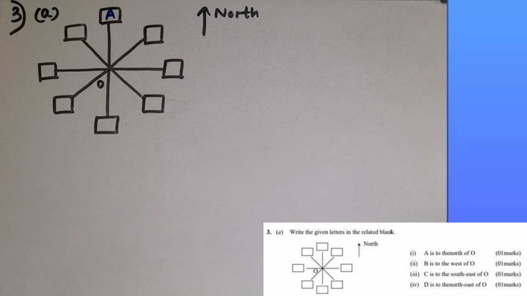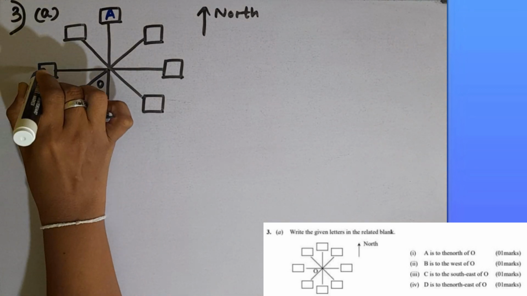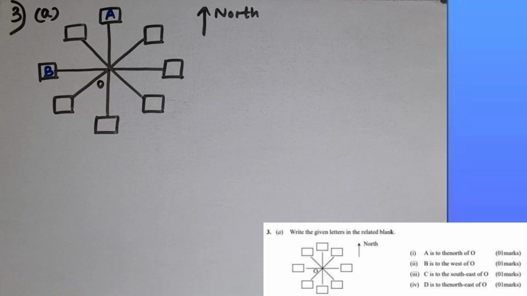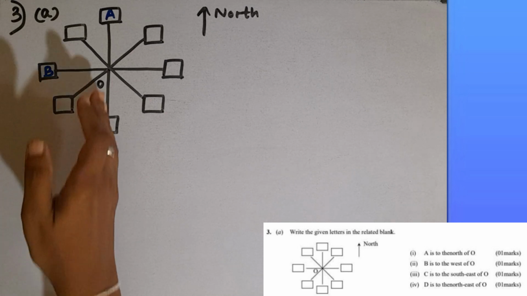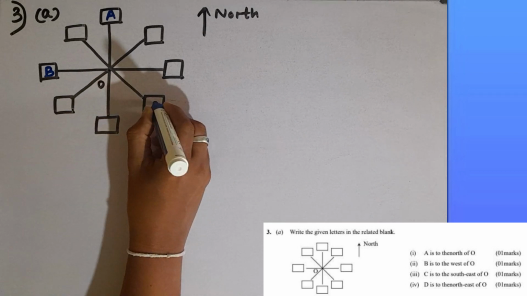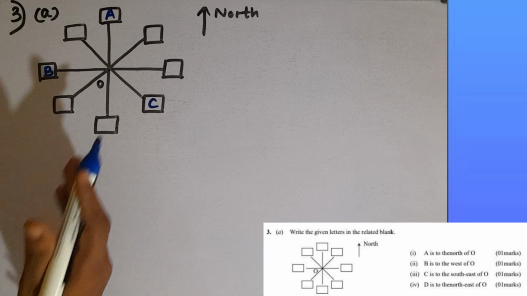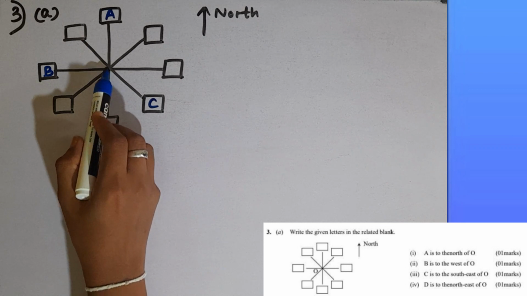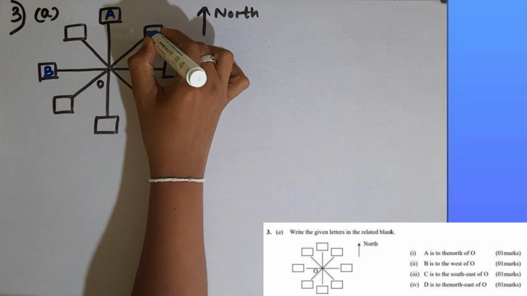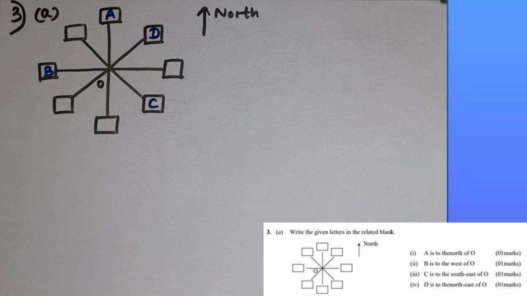Then second one, B is to the west of O. B is here. Then third one, C is to the southeast of O. Southeast here, then southeast in this direction. C is in this cage. Number 4, D is to the northeast of O. Northeast is in this direction. So we have to draw D in this cage.